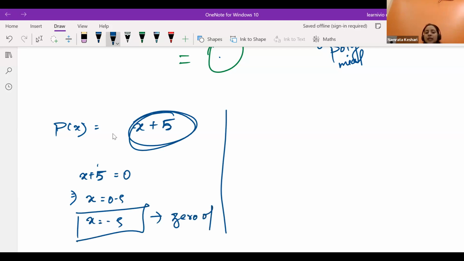Anything else we have to recheck and do? No, nothing you have to do. When you are solving the actual question, you have to solve it like this. Is it clear to everyone? Yes, ma'am.